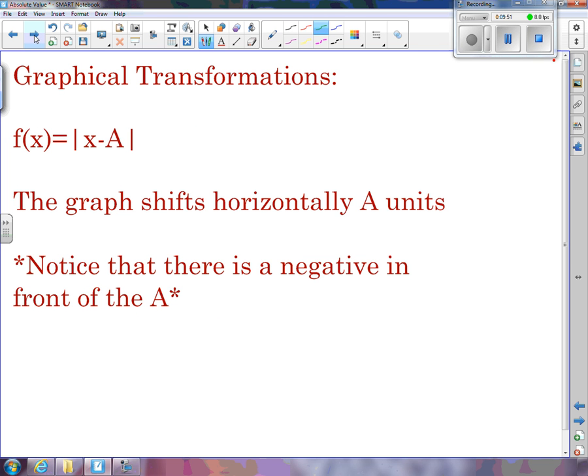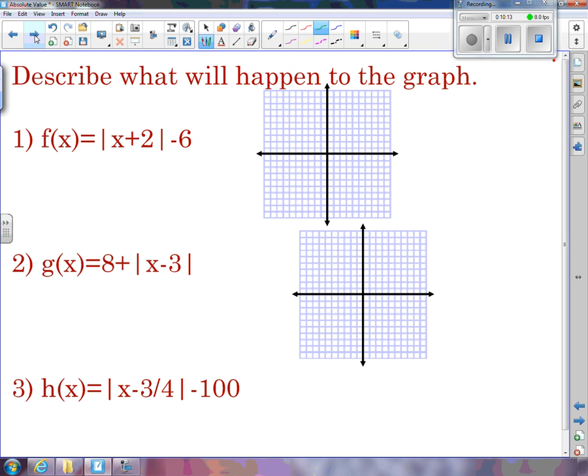So now let's look at the graphical transformation that's horizontal. If I subtract or add something to the inside of my absolute value here, not on the outside, then it shifts the graph horizontally. So notice that there is a negative in this equation here. So it behaves the opposite way as a vertical shift does. So let's try an example of this.